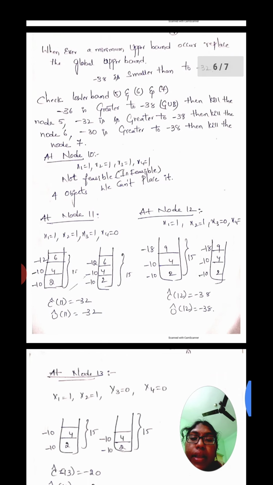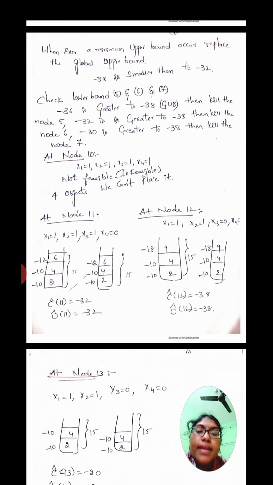And then at node 11 we have to calculate. At node 11, x1 is assigned to 1, x2 is assigned to 1, x3 is assigned to 1, x4 is equal to 0. We have to trace the path at node 11. Okay, అంటే ఏంది, ఫోర్త్ ఆబ్జెక్ట్ అనేది మనం ప్లేస్ చేయకూడదు. దేంట్లో ప్లేస్ చేయకూడదు? బ్యాగ్లో ప్లేస్ చేయకూడదు. ఫస్ట్ ఆబ్జెక్ట్, సెకండ్ ఆబ్జెక్ట్, థర్డ్ ఆబ్జెక్ట్ మస్ట్ అండ్ షుడ్ బి ప్లేస్డ్ in the knapsack bag.